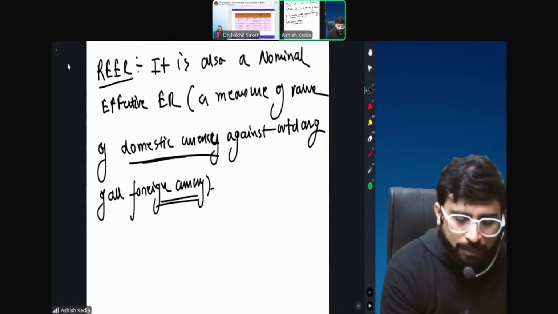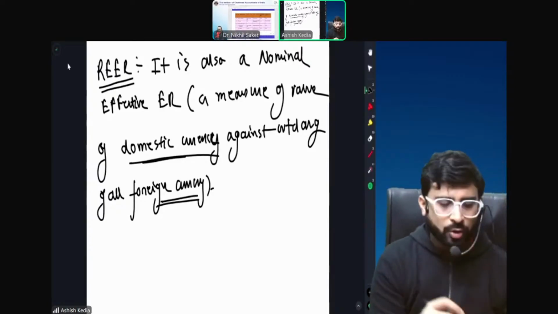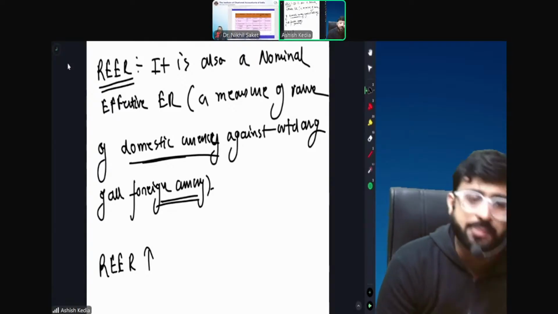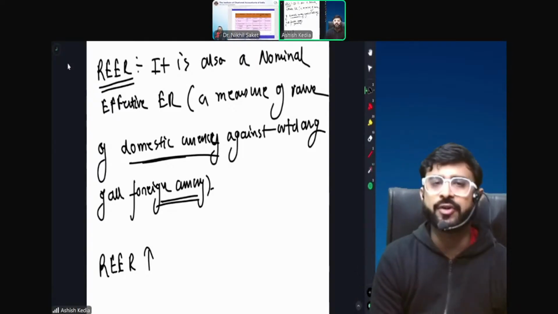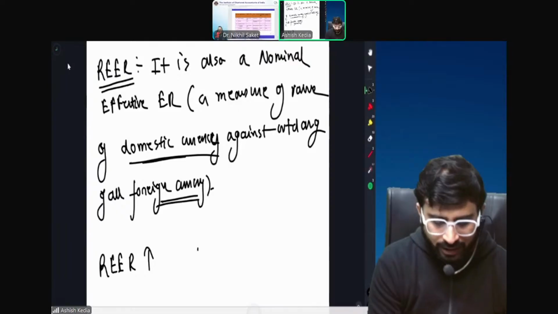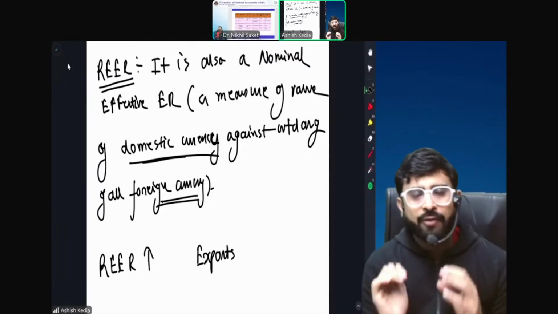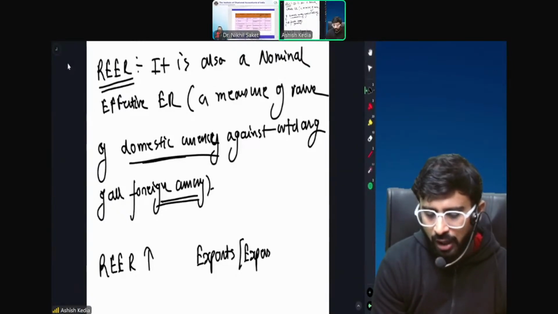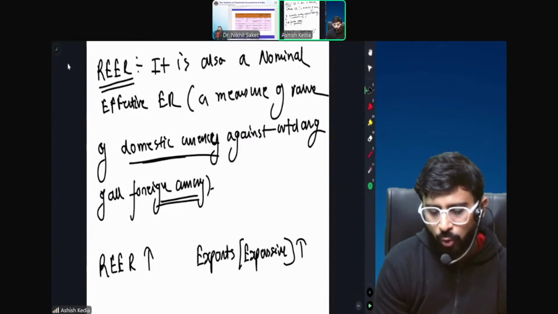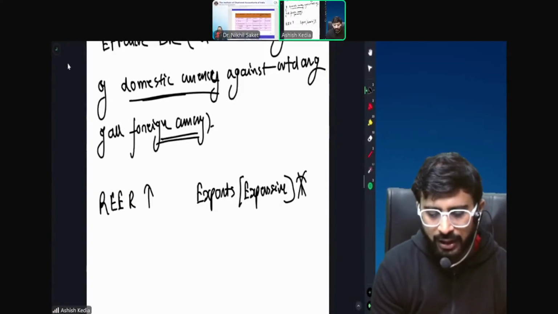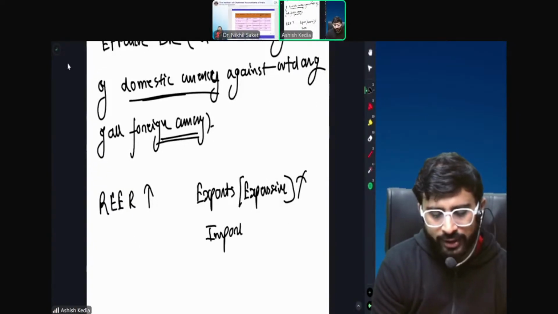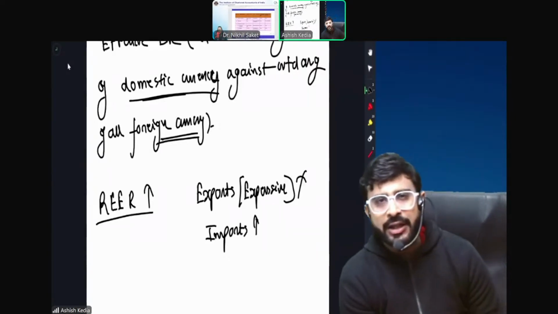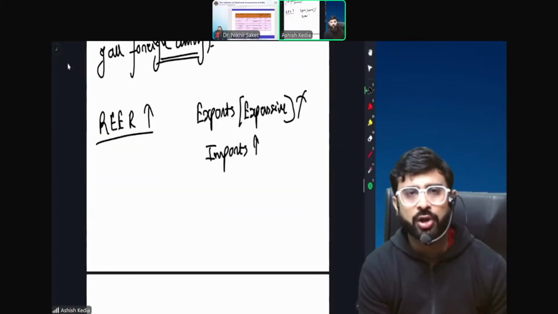And a simple thing to remember about real effective exchange rate is that if the institute gives you that real effective exchange rate has increased, in simple language, what does it mean? It means that our country's products are more expensive. Exports have become expensive. People are going to reduce exports from our country, and imports in our country are going to rise. So if you want to increase imports, then real effective rate should be increased. But naturally, a country won't want to do that.